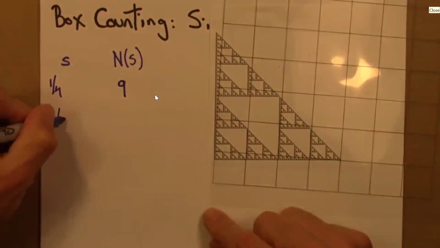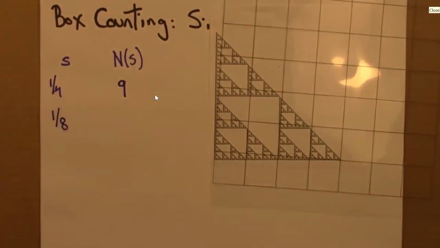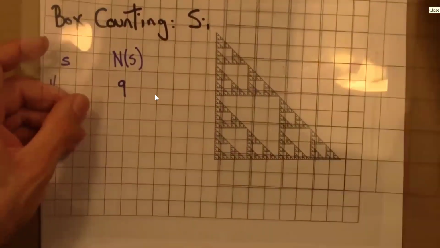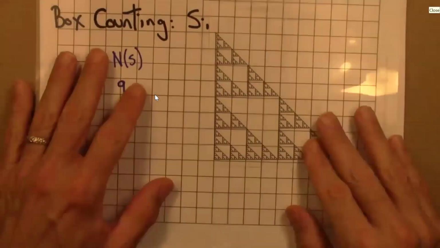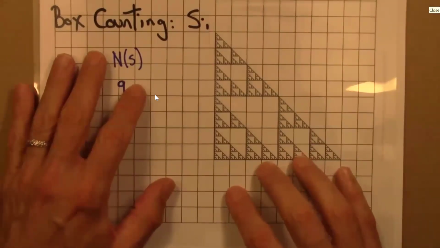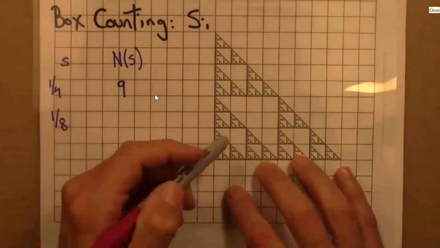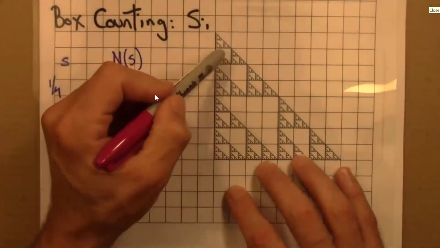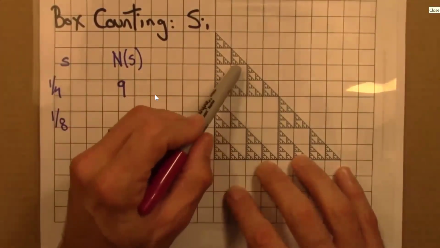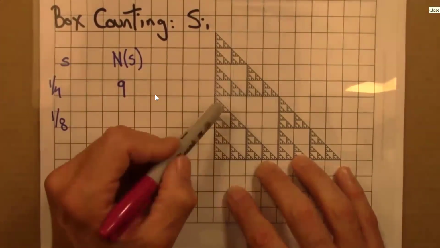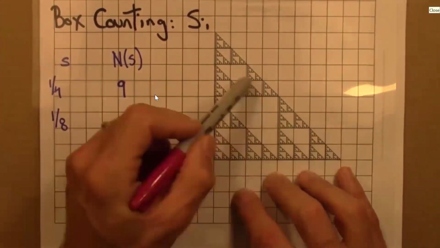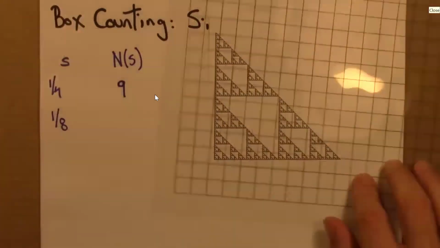Now let's go down a side. What if we have a smaller side? So now the size is decreased, so the boxes are even smaller. Let's see. To cover the shape, that would be 1, 2, 3, 6, 7, 8, 9 boxes. I don't need this one. The Sierpinski triangle is in there, and I don't need another 9. 1, 2, 3, 4, 5, 6, 7, 8, 9.